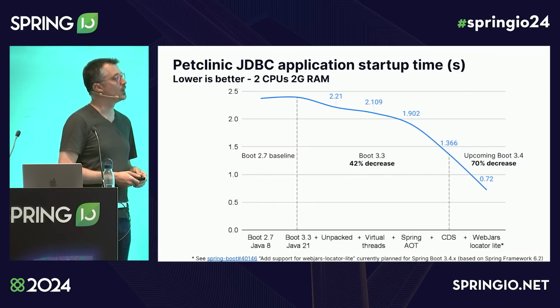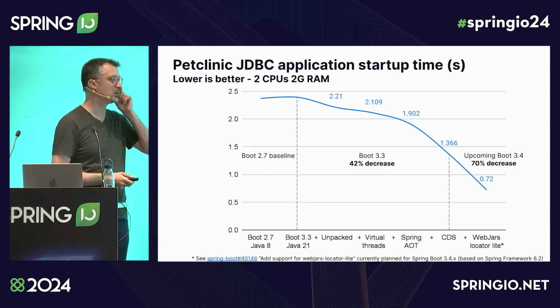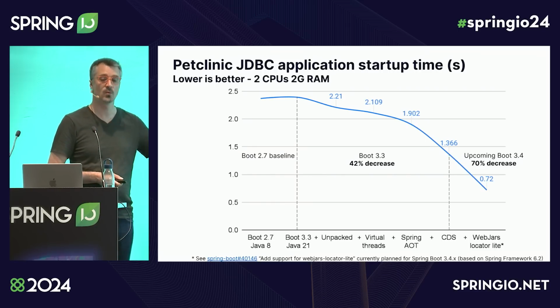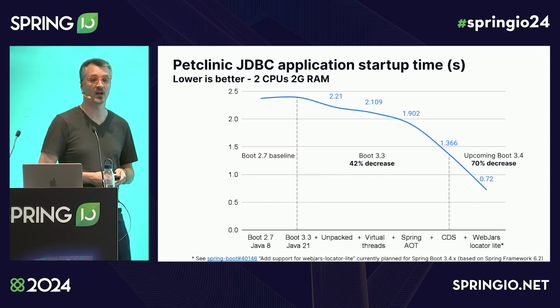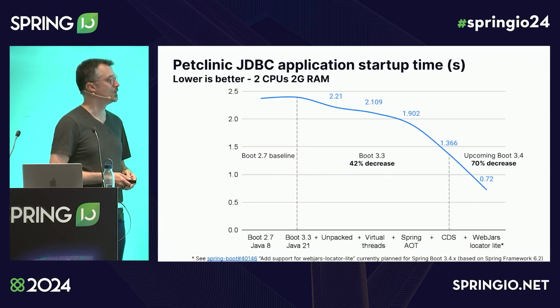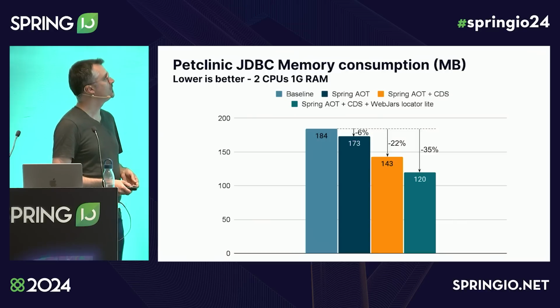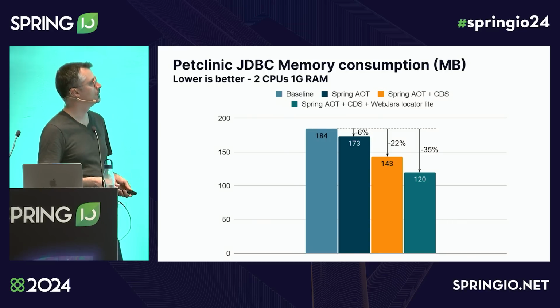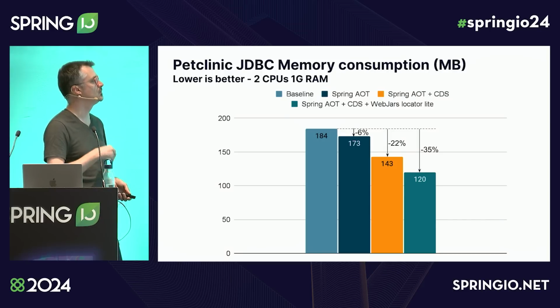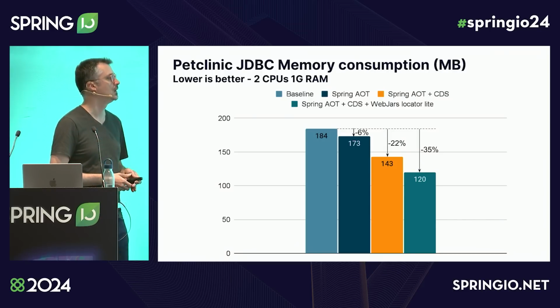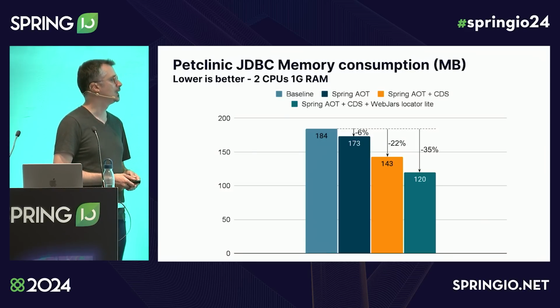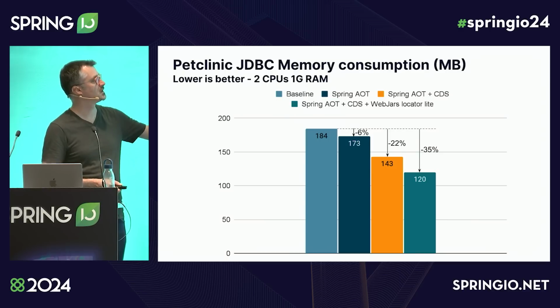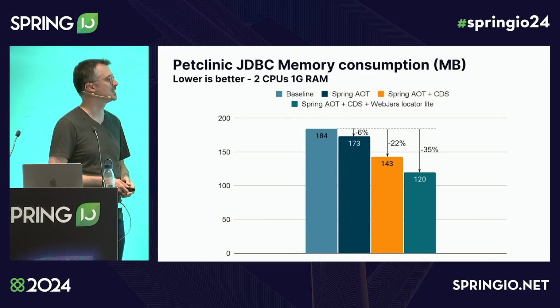And if we leverage the upcoming Spring Boot 3.4, which will leverage Spring Framework 6.2 with this new WebJars support, you see that the gain is insane, just for a library that is expected to expose your CSS and JavaScript files for your application. So yeah. If we check the memory consumption, combining Spring AOT plus CDS plus WebJars locator light, we can reduce the memory consumption after startup by 35%. And you can see the respective gains of Spring AOT and Spring AOT plus CDS, which are quite interesting as well.